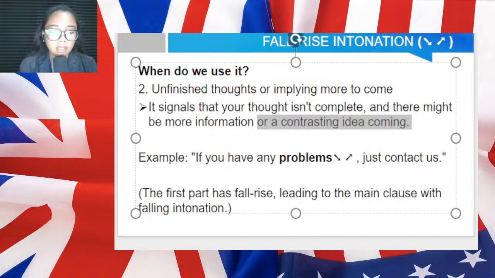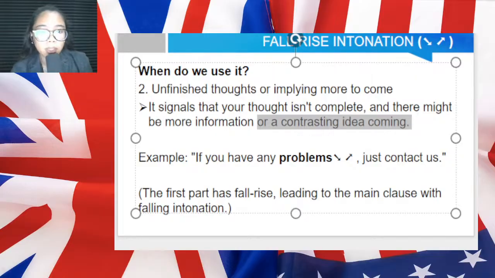You might wonder. Now, this first part, everyone, if you have any problems, is what we call a conditional clause. It sets up a condition, but it is not a complete sentence on its own. It needs more. It needs the main part to make sense. Now, the fall rise intonation on problems does two important things. First, it clearly signals that this is not the end of the thought. The rise pulls you forward, which makes you expect the rest of the sentence. It creates a smooth, logical link to the next part. It tells your listener, like, here's the condition, now here's what you should do about it.